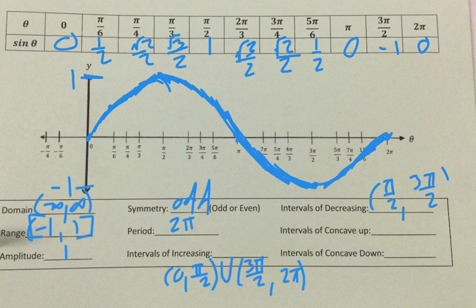Okay, next, where's it concave up? So this graph starts being concave down. When does it stop being concave down? At pi. At pi it switches to be concave up. When does it stop being concave up? 2 pi. So this is concave up from pi to 2 pi, and it is concave down from 0 to pi.